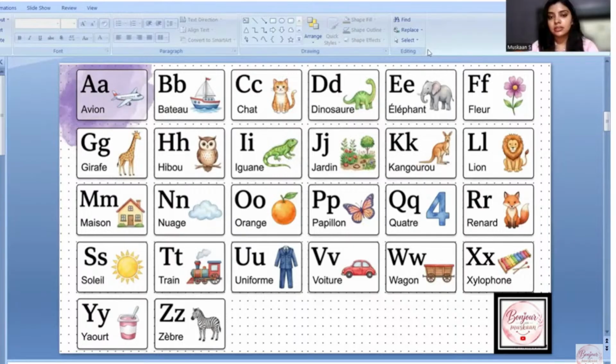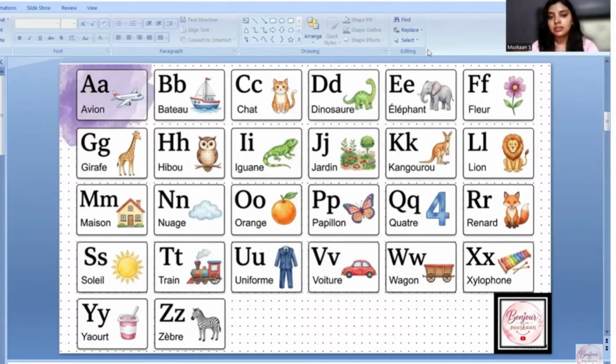L for lion. M for maison. N for nuage. O for orange. P for papillon. Q for quatre. R for renard. S for soleil.